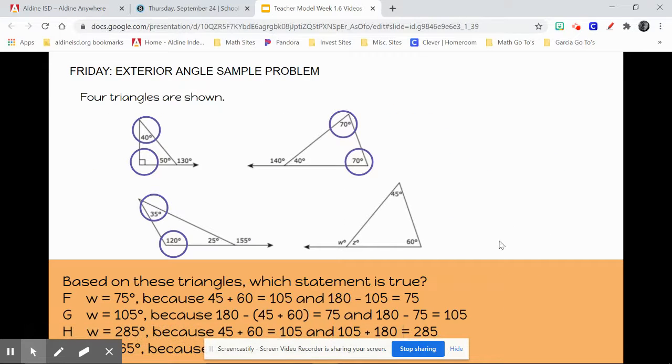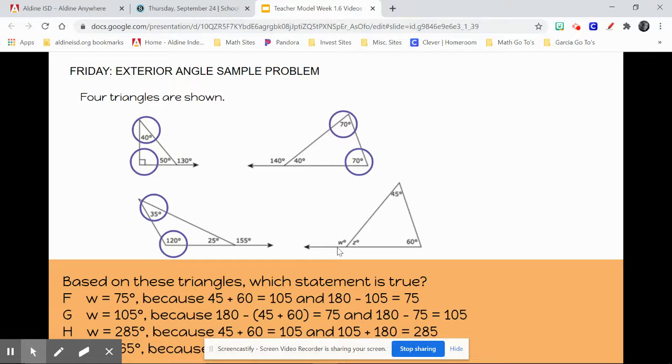With this example, we see that we have an exterior angle because we see the little tail on our triangles. We're going to use the same technique. We're going to use the measures of the angles that are not adjacent to our exterior angles. So we see that 40 degrees plus 90 degrees equals 130 degrees. 70 degrees plus 70 degrees give us that exterior angle of 140 degrees. 35 degrees plus 120 degrees equals that exterior angle, which is 155 degrees.